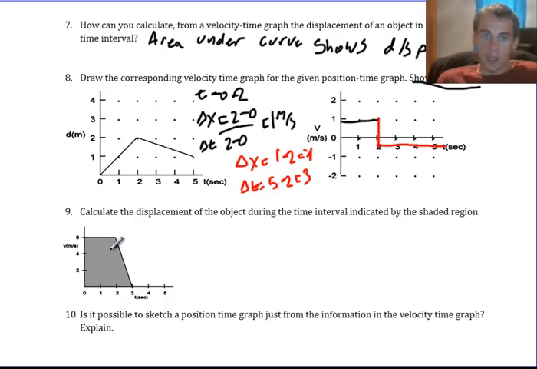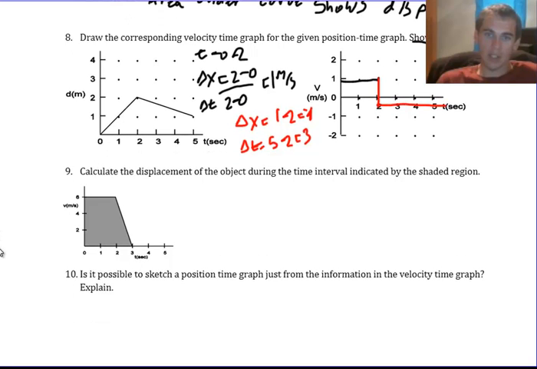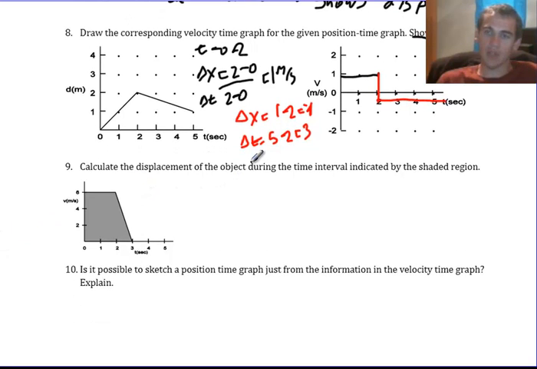Okay? Make sure you understand what's going on there. We've basically just graphed the slopes, because velocity is the slope of a position time graph. We graph the slopes; velocity is the slope of a position time graph. Okay? But now we want to turn around and go the other way. So that's what question number 9 says. It says, calculate the displacement of an object during the time interval indicated by the shaded region.